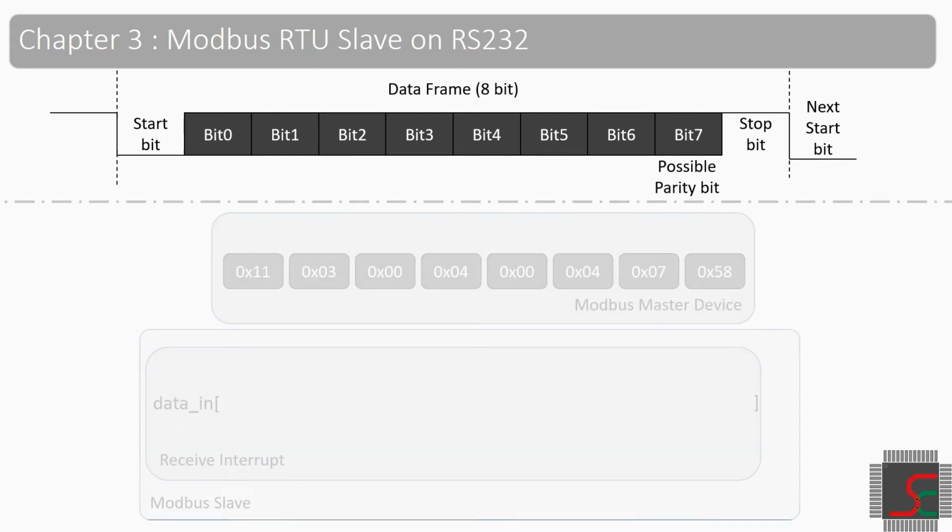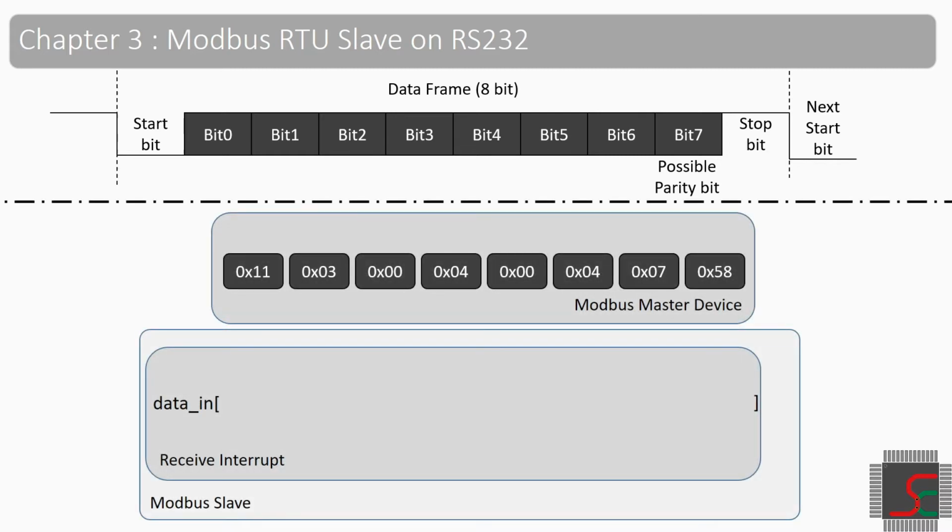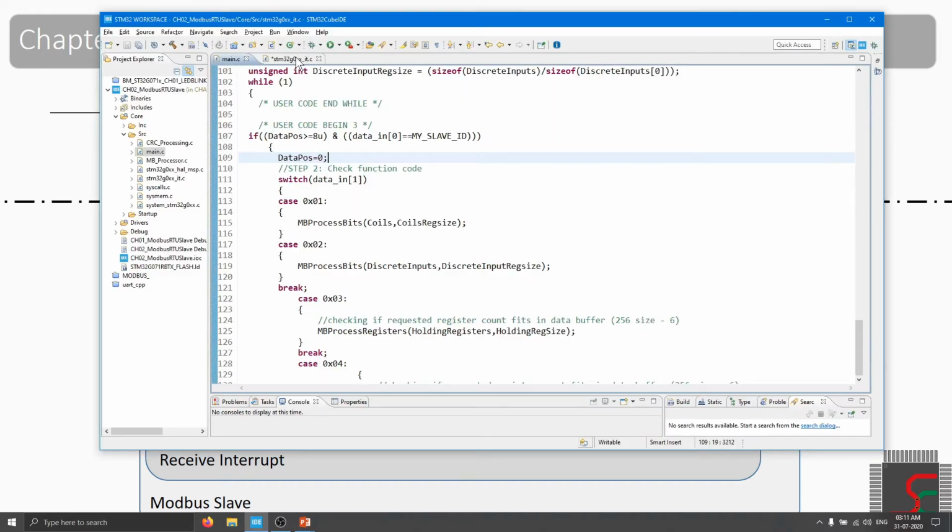Next shows the animation of serial data transfer between the master and slave device. The upper box is the Modbus master device and the lower box is the Modbus slave device. They are connected by a cable which is not shown in this slide. Inside the microcontroller we have a receive interrupt routine, as shown in the program also. So this is the interrupt routine.